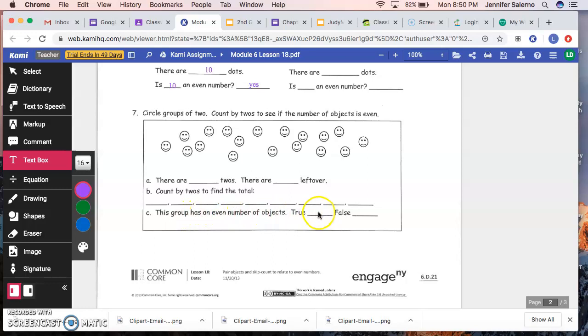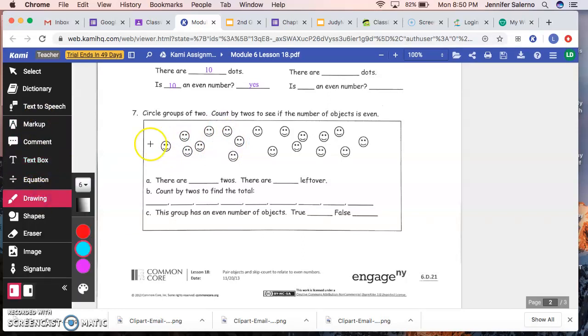If it does, you're going to put a check next to true, and if it doesn't, you're going to put a check next to false, okay? So you're going to base all of this off of the smiley faces. You have to circle groups of 2 first, okay? So that's all you're going to do. So I could start you off. I'll circle the first group of 2 right here. And then you're going to just continue circling groups of 2, okay?